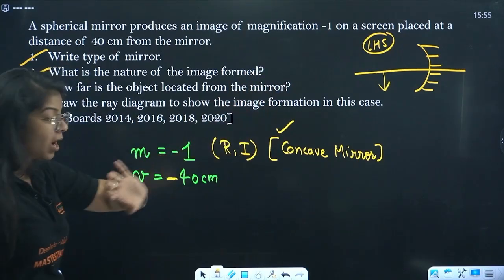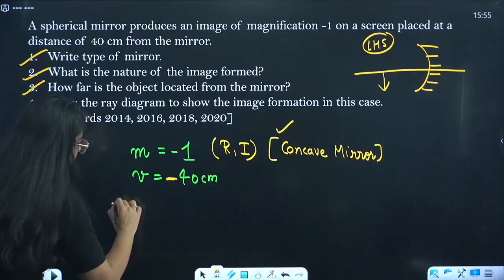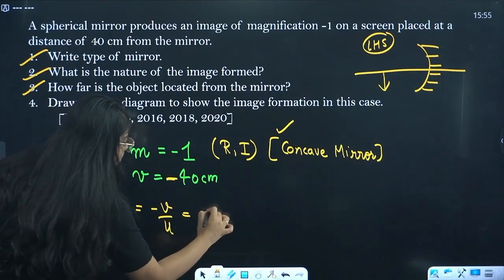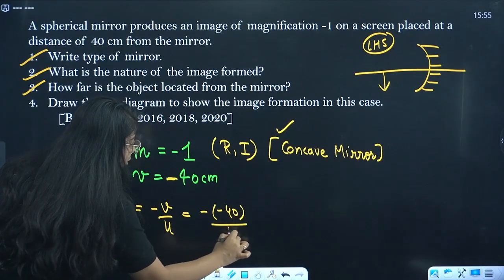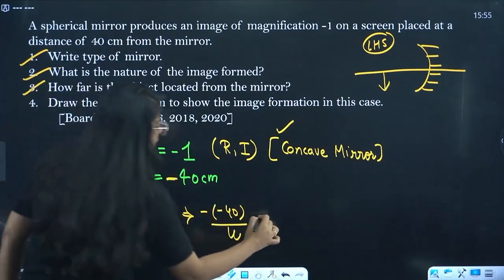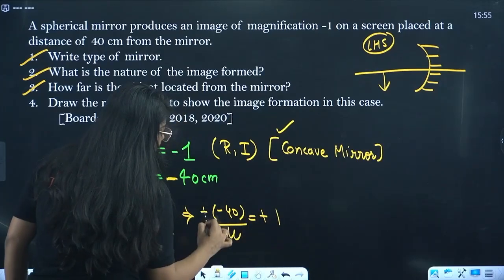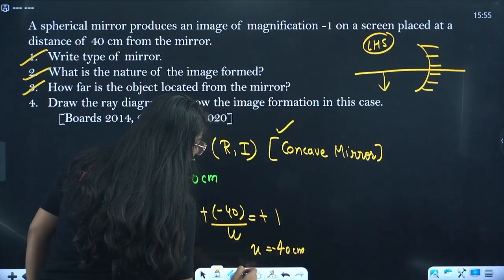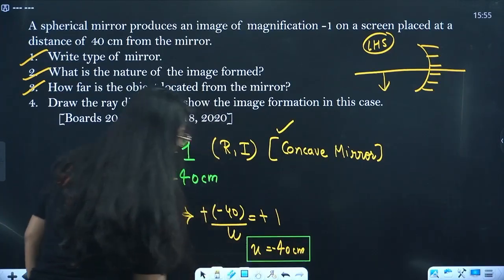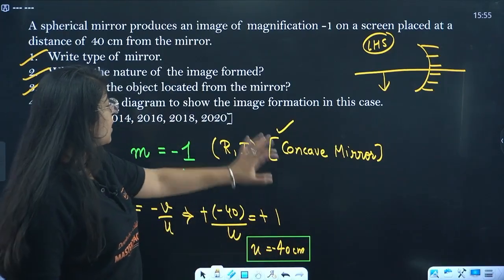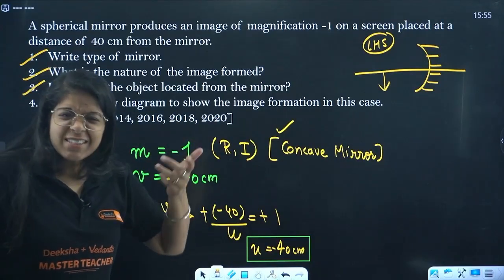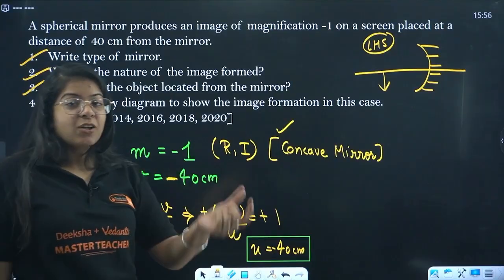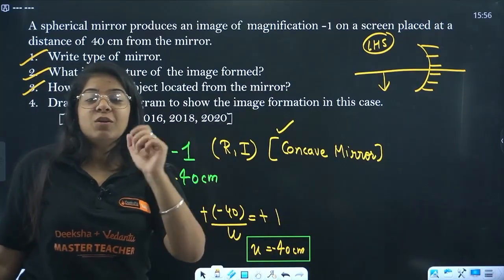Then beta, how far is the object located from the mirror? Now this is the part which you have to solve. We have magnification, we have image distance, so simply m = -V/U. Minus of -40 divided by U, and magnification is given as -1. So this minus cancels out, and U comes out to be -40 centimeter. Can you see? U is also -40 centimeter, V is also -40 centimeter. That's why magnification was -1. That means height of image is equal to height of object. Size of image is equal to size of object.